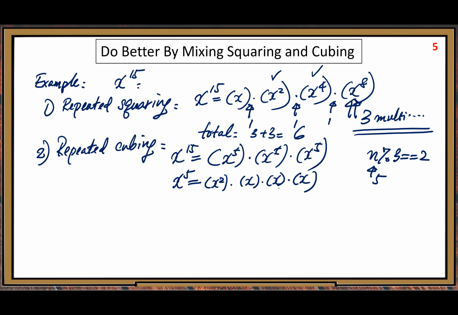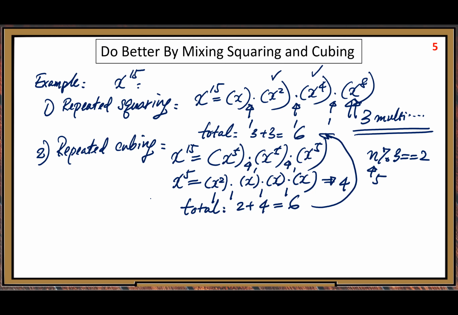So you can see, to get x to the 5th you need 4 multiplications, then 2 more here and 2 more here. So the total is 2 plus 4 equals 6, the same as the repeated squaring way. But this evaluation is too slow, not the best, right? You can save. So here, our method 3, the mixed way.